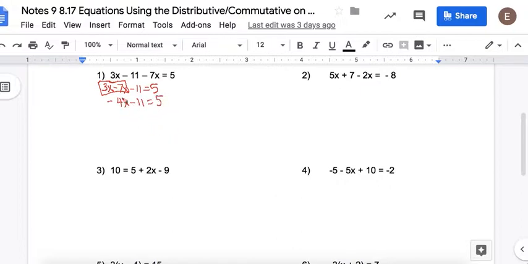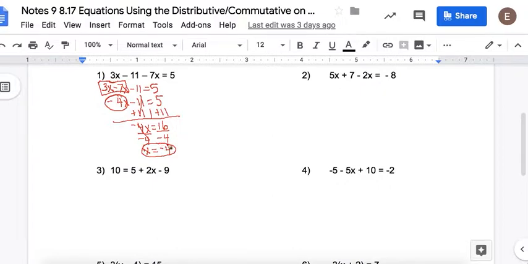Now what we have here is a two-step problem. So we can circle our variable and draw our t. The opposite of subtracting 11 would be adding 11. So the 11s would cancel. Bring down your negative 4x, and 5 plus 11 is 16. And then finally, the opposite of multiplication is division, so we're going to divide both sides by negative 4. Negative 4 divided by negative 4 is a 1 in disguise, and x will equal negative 4.